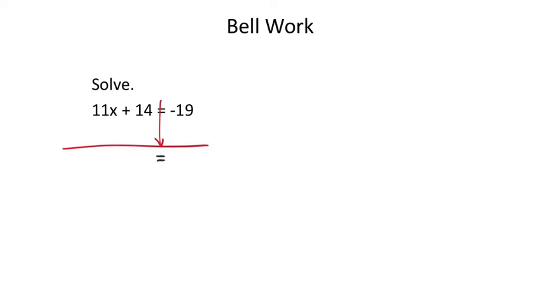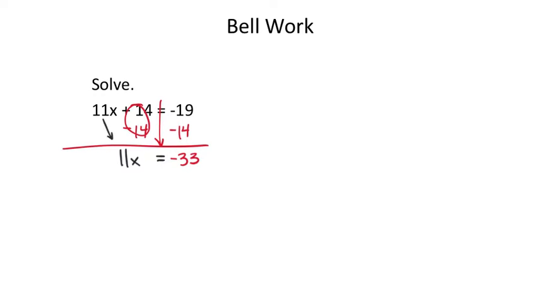I don't want that with my 11x. I wanna isolate my 11x's. So I'm gonna zero out that plus 14 by subtracting 14. But it is a principle of equality, so if I just subtract 14 on the left, then I also need to subtract 14 on the right as well. So that will zero that out, allowing me to drop my 11x's, which is now isolated. That's what we want. And then I got negative 19 minus 14, which appears to be negative 33.